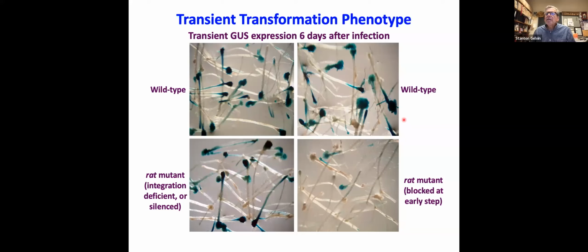In this particular type of rat mutant, we see that transient transformation is also very much decreased, suggesting that the mutation occurred very early on, or the block point for transformation occurred very early on. Perhaps the bacteria didn't bind well to the plant cells, or it didn't transfer T-DNA, or the T-DNA had not gotten into the nucleus. And we have a number of different mutants with this.